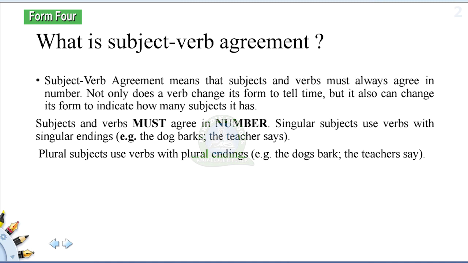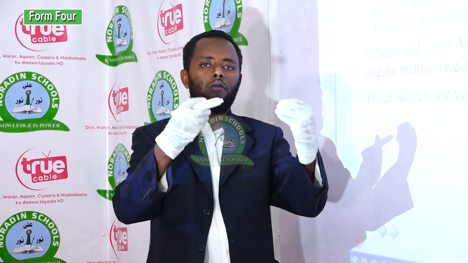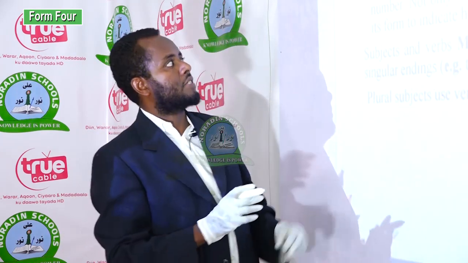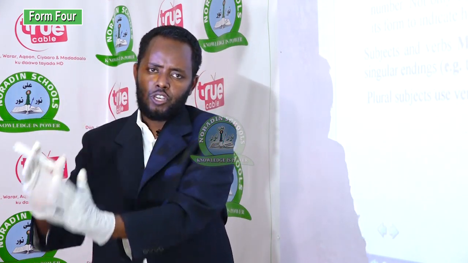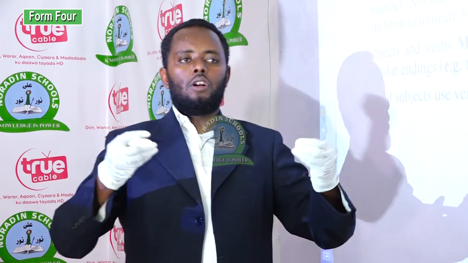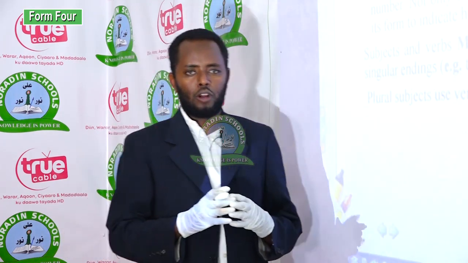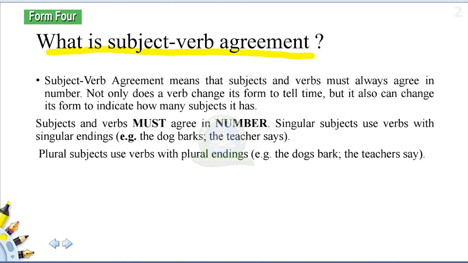So what is subject verb agreement? Subject verb agreement is very simple. Subject and verb must agree in number. Subject verb agreement means that subjects and verbs must always agree in number. Not only does a verb change its form to tell time, but it can also change its form to indicate how many subjects it has. So if your subject is singular, your verb becomes singular. If your subject is plural, your verb becomes plural. That is our topic. Subject and verb must agree in number.